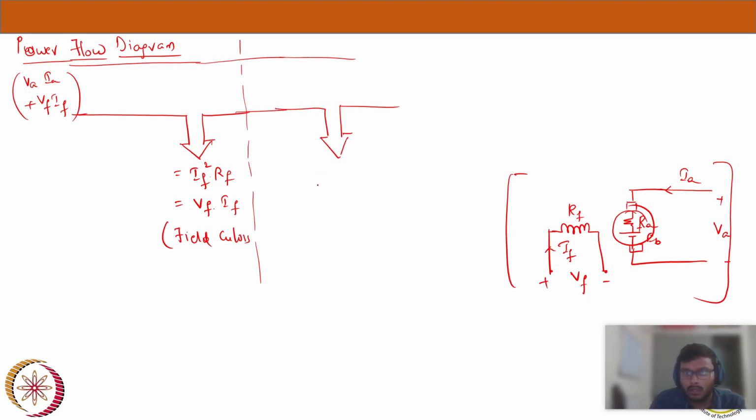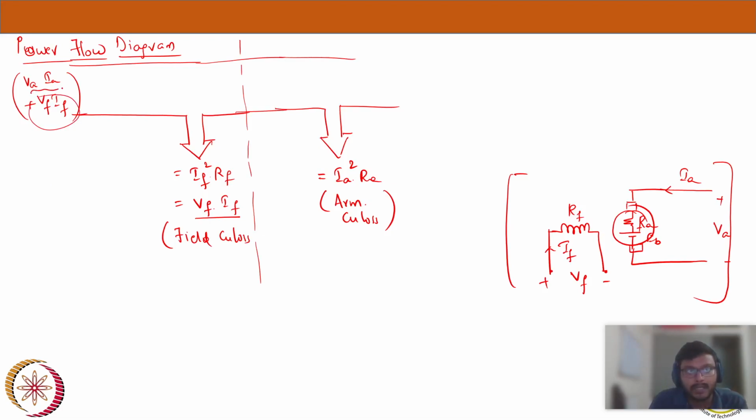Now what is the armature current flowing through? IA square multiplied by RA. We can't write it as VA into IA because that's not the total voltage. The voltage VA is across EB as well as RA. So we can't write it as VA IA. And this is armature copper loss, because VFIF is neglected here, so VFIF is already taken care of.